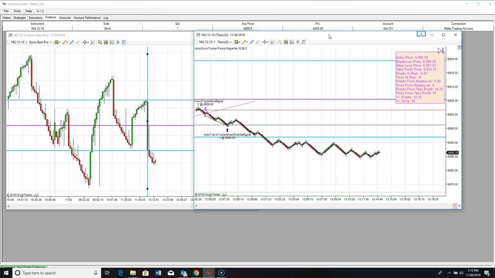But anyways, so 5-point stop loss, $20 a point, that's $100, and you only have $1,000 in your account. Well, that's 10% of your account balance right away. I wouldn't recommend that to anybody.